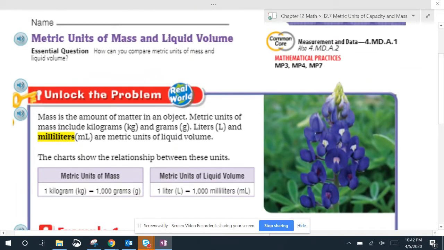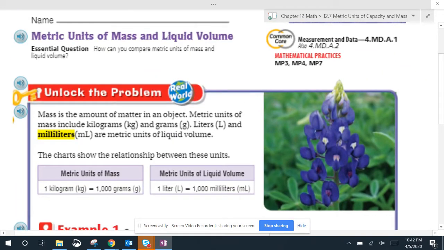Now, metric units of mass and liquid volume are exactly like metric units of length. The only difference is instead of meters, you're going to be using a little bit different words. So let's start with unlock the problems.